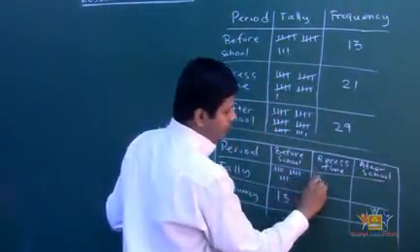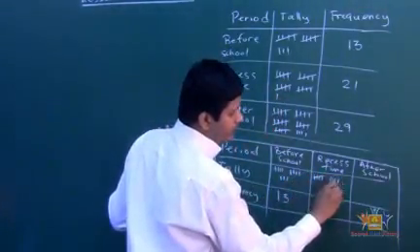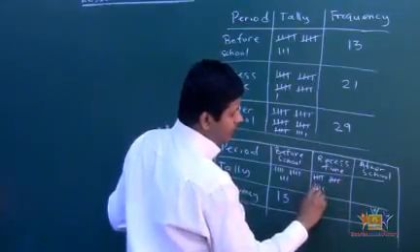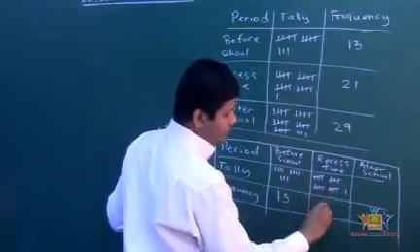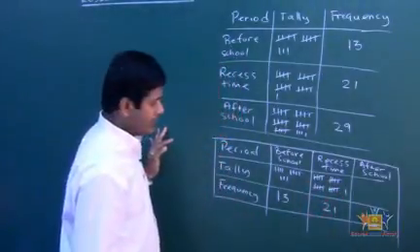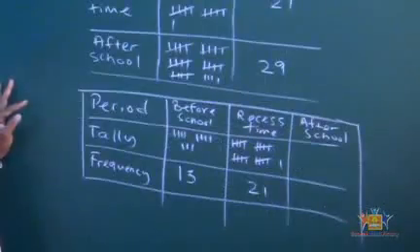All right, and then recess time, we already know it's 21. So it'll be 1, 2, 3, 4, 5, 1, 2, 3, 4, 5, 1, 2, 3, 4, 5, 1, 2, 3, 4, 5, and 1. So that makes it 21. See that, the frequency for during recess time, okay?